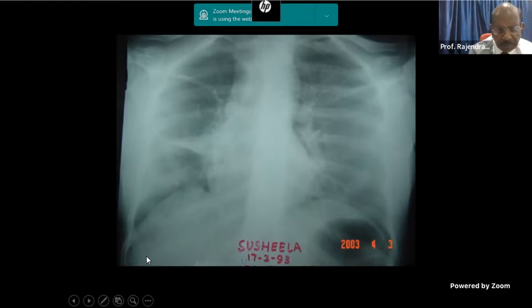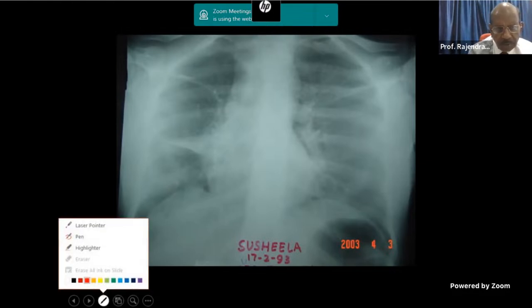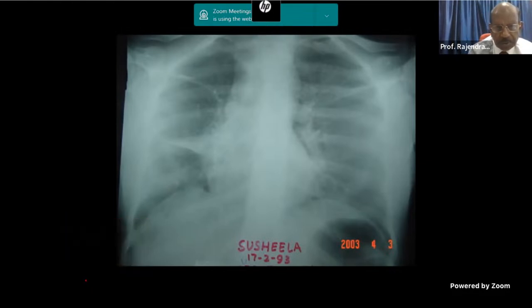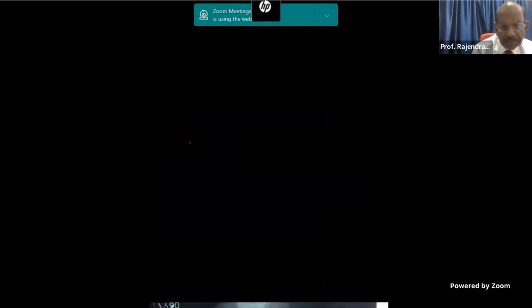So middle lobe collapse, you have to see like this, right? The lordotic view is one of the main indications. I hope my pointer is visible. And then middle lobe collapse.